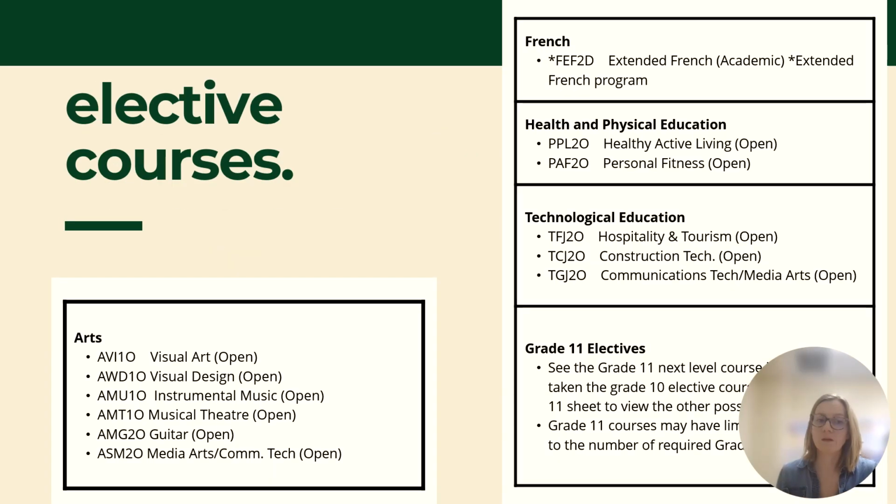Okay, so here are our elective courses. Let's start with the arts. You'll see here we have lots of different arts options. Actually, I'll probably go through all of them because you may be curious about the differences between them. Okay, so the first one is visual arts. That is intro to 2D and 3D art.